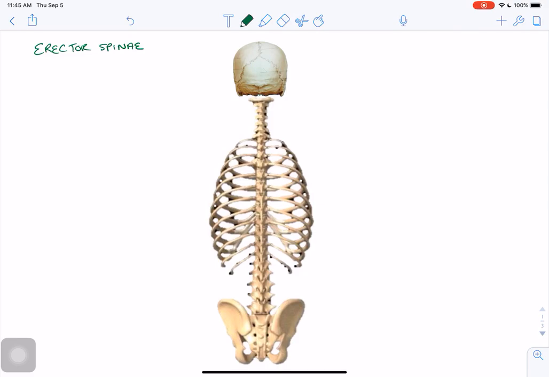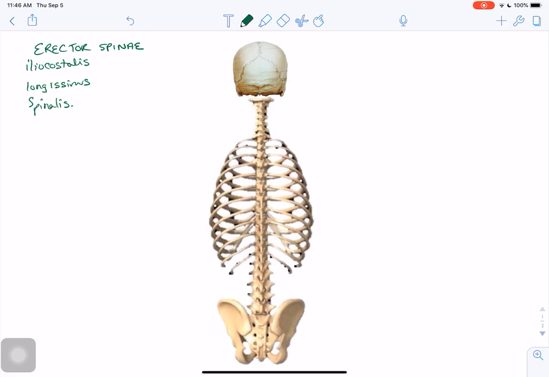The three separate columns are, starting from lateral to medial, iliocostalis, longissimus, and spinalis. And each of these is subdivided into different parts depending on the region of the body that they're located.